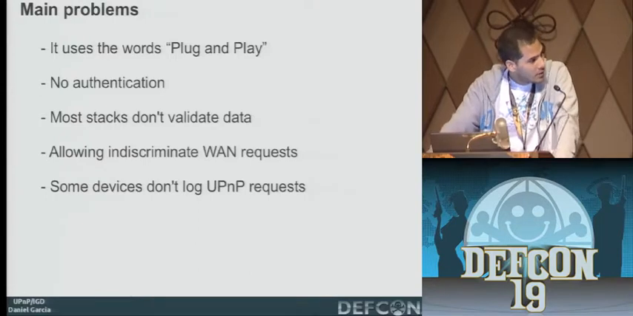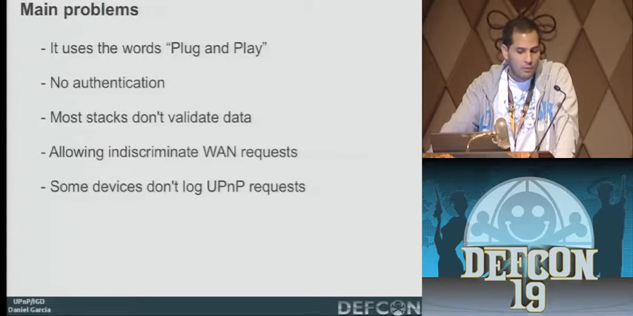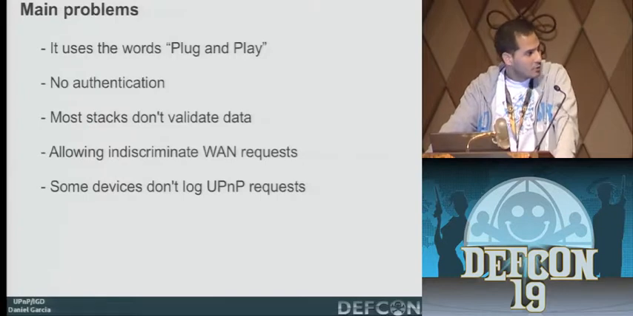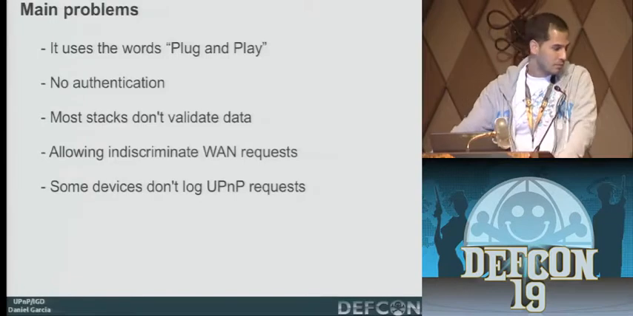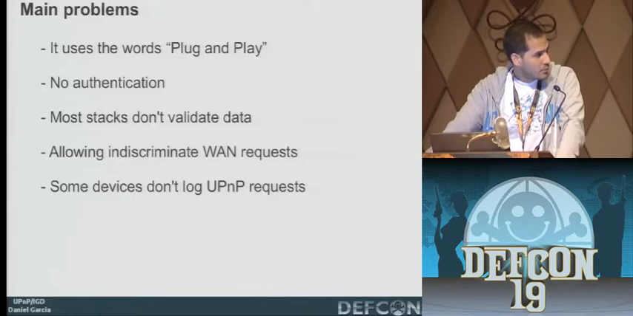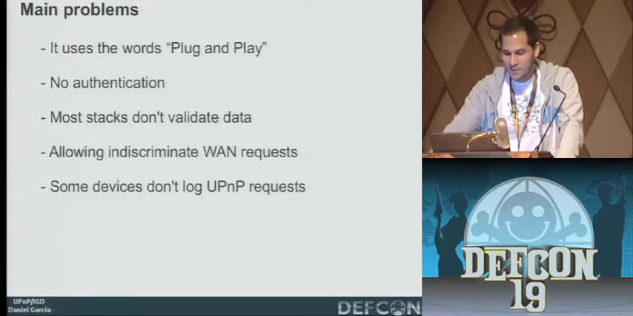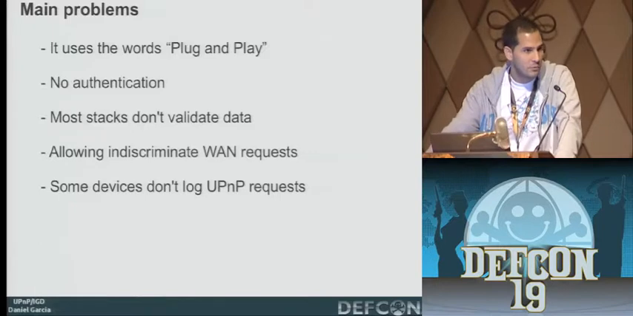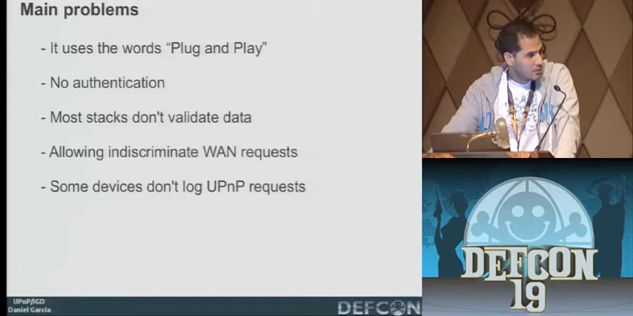The other problem is, as I was saying, UPnP was designed for LAN use, and a lot of devices allow indiscriminate WAN requests. I mean, requests of UPnP actions coming from the WAN, which doesn't make any sense. In fact, the IGD version 1 protocol says specifically it's not recommended to do that. To give them credit, though, in the IGD version 2 paper, they put that sentence in caps, so I guess they're making a better point now. And on the other hand, we have devices that don't even log UPnP requests. We can do whatever we want with it, and no one will ever see it because the device doesn't have the capacity of logging, which is also a bit weird.